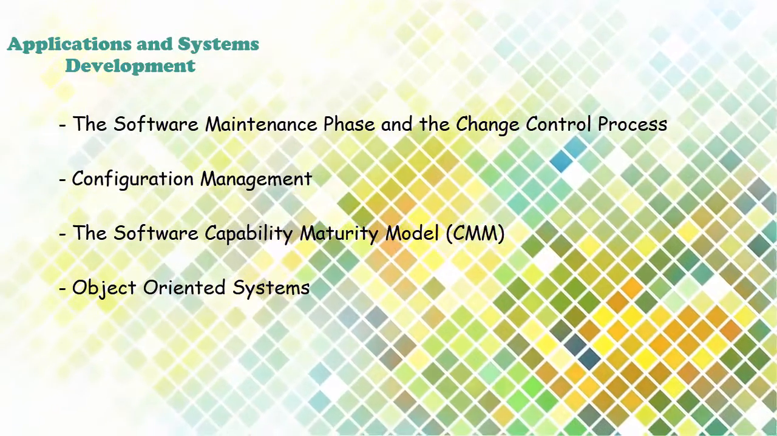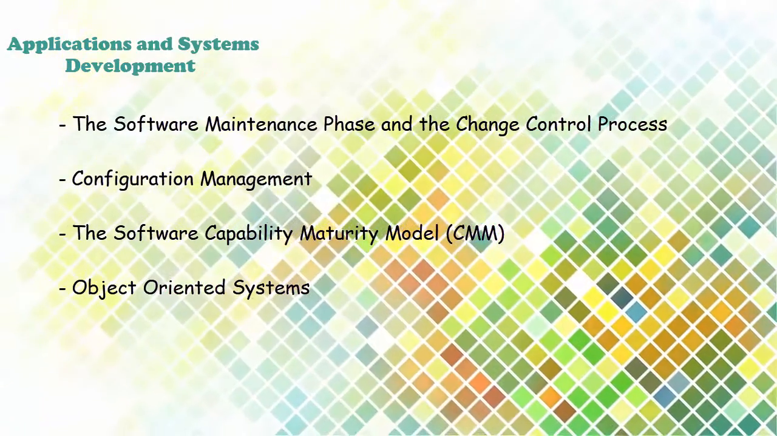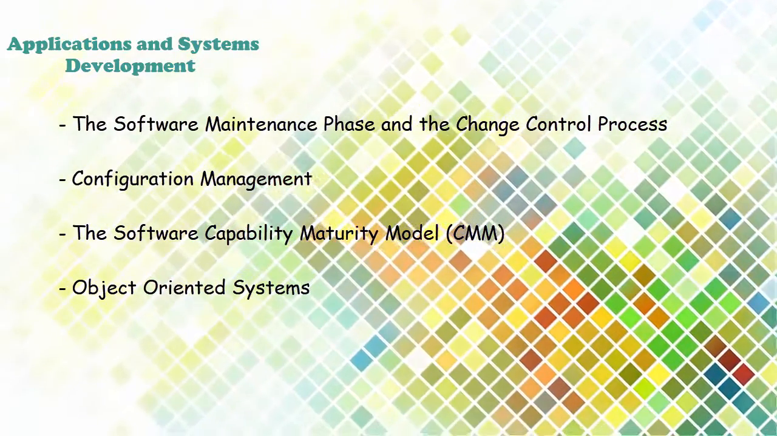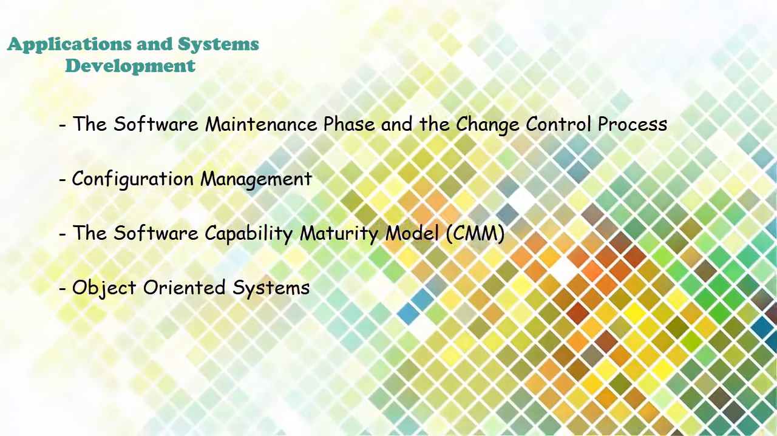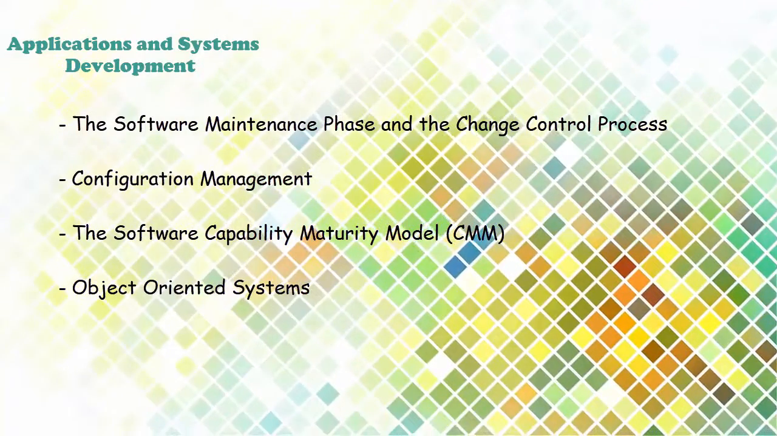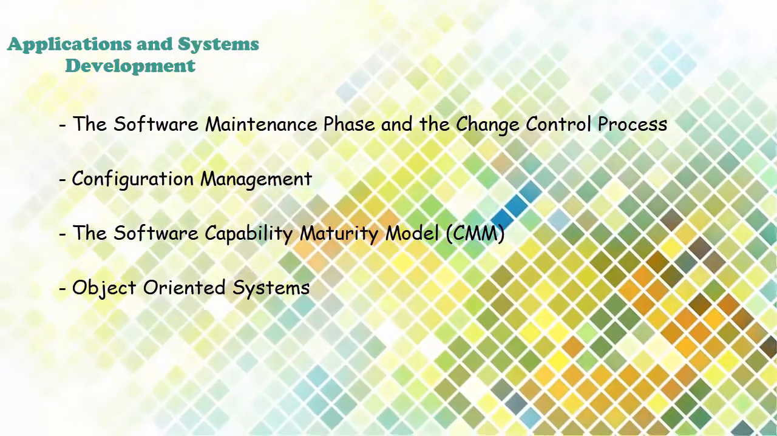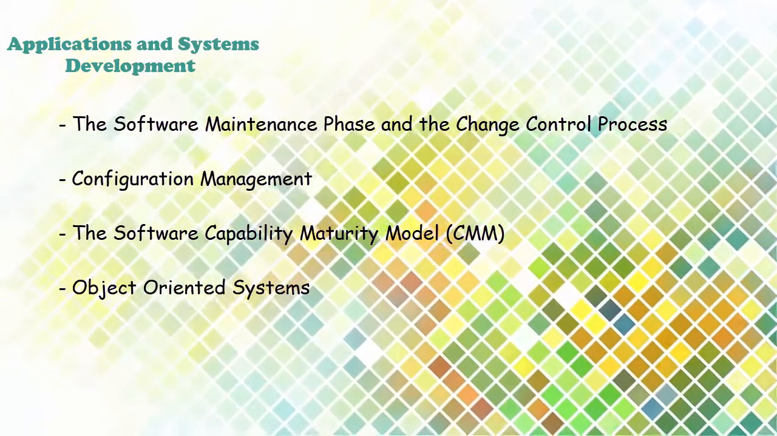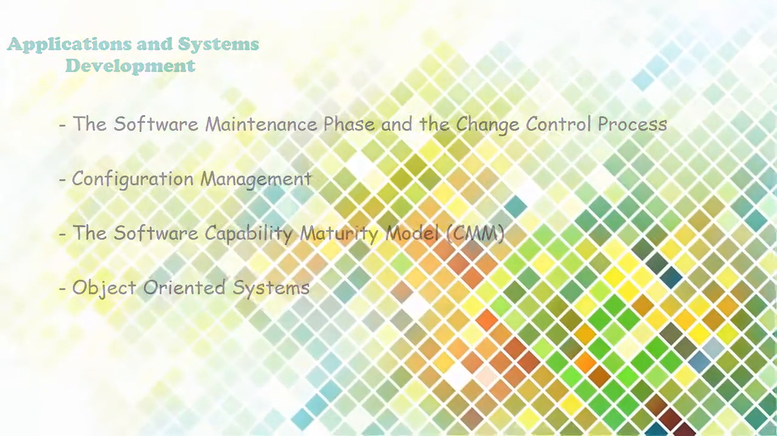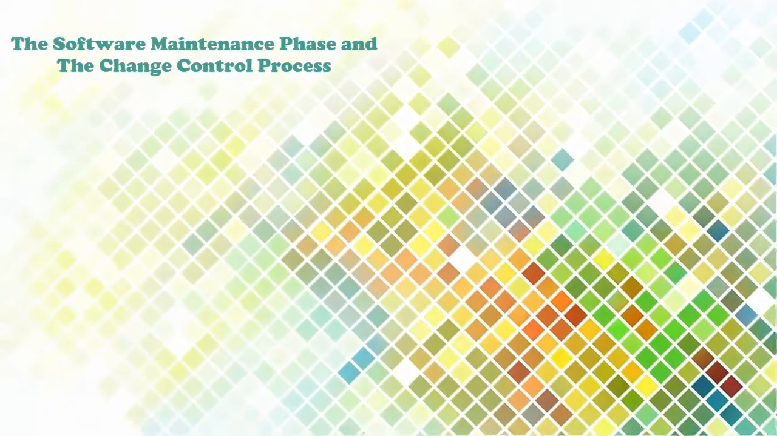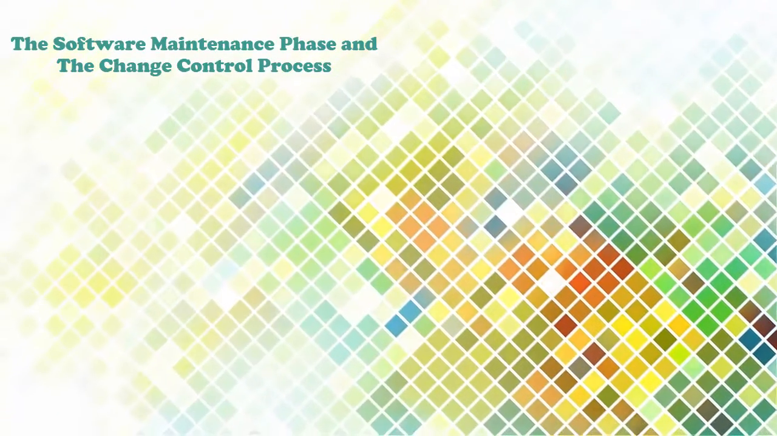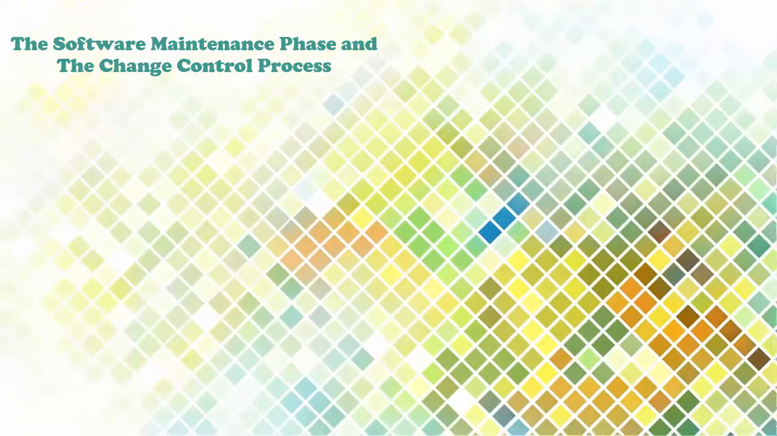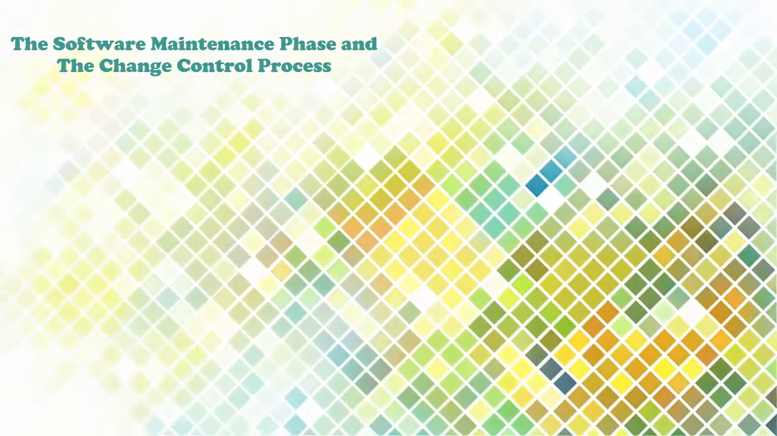So some of the topics that we'll be touching on in this chapter will be the software maintenance phase and the change control process, configuration management, the software capability maturity model, and object-oriented systems. So the first topic we're going to touch on is the software maintenance phase and the change control process.